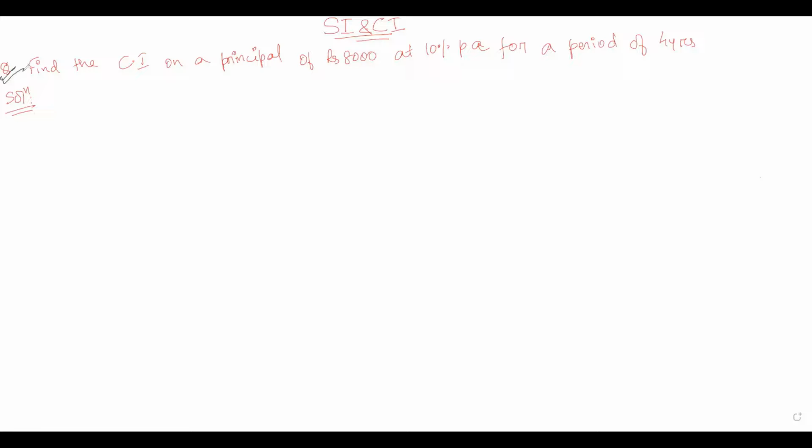Okay, so now let us see this question. Find the compound interest on a principal of rupees 8,000 at 10% per annum for a period of 4 years. So simply we can use the compound interest formula here, which is given by principal times 1 plus R by 100 to the power n minus the principal. So here the principal is 8,000.